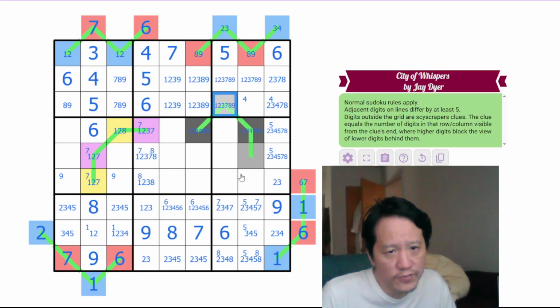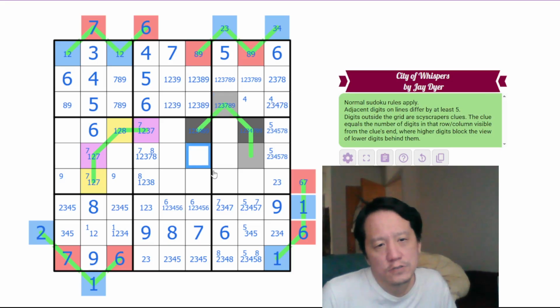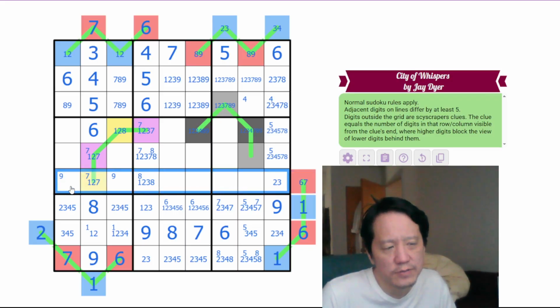Can this be 7 here? Yes, it could be. This is not helpful. Guess we need to figure out this skyscraper probably.